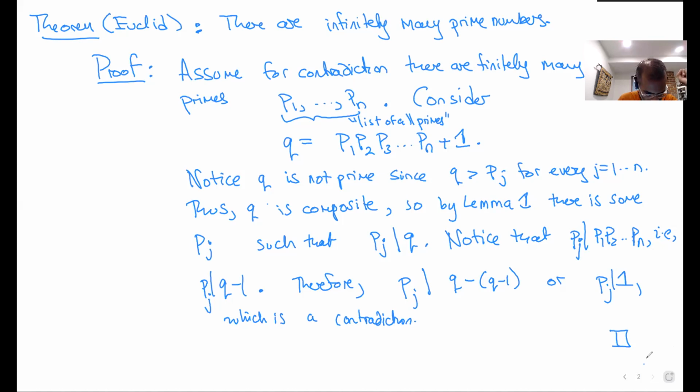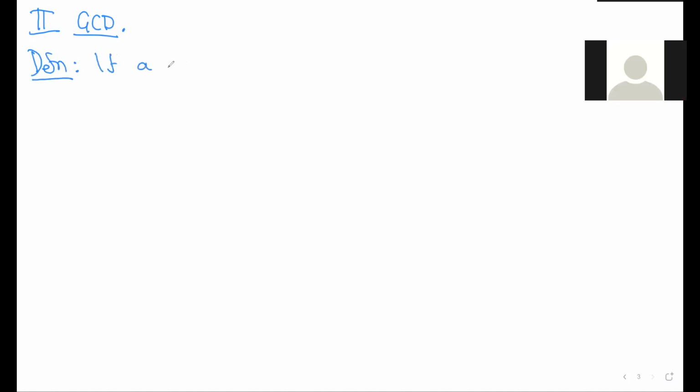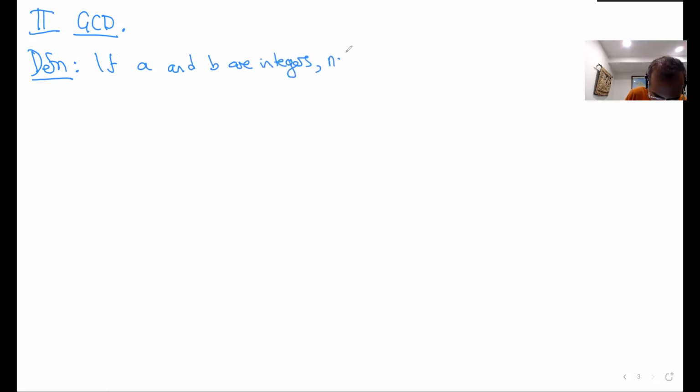Okay, so let's move on to the second topic, which is greatest common divisor. So this is all going to be in service of proving the uniqueness part of the fundamental theorem of arithmetic. Here's the key definition. If A and B are integers, they could be negative, not both 0. So at least one of them should not be 0.